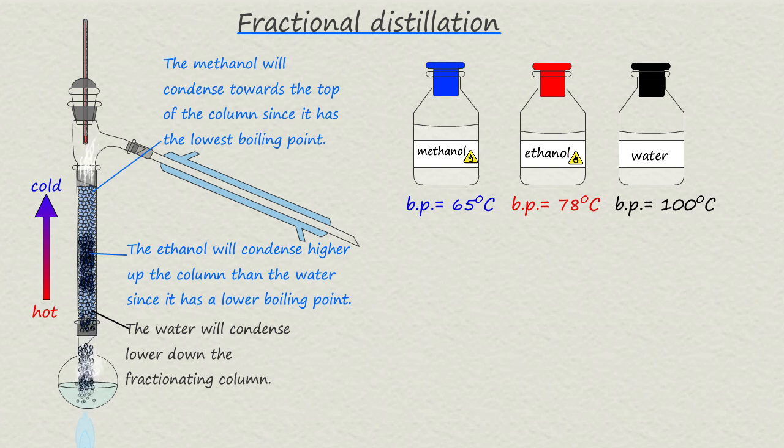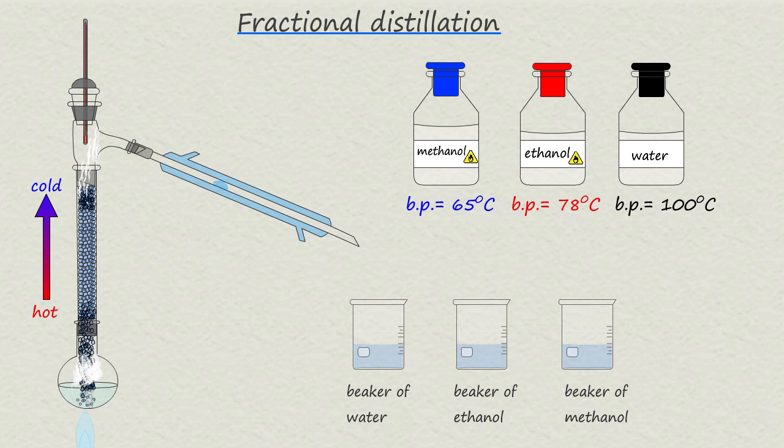And so by simply turning up the heat, we can force the vapours to rise further and further up the column until they enter the Liebig condenser, where they will condense and they can be collected in separate beakers. And so by simply adding a fractionating column, it will be possible to separate out these three liquids.